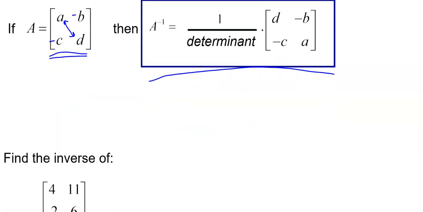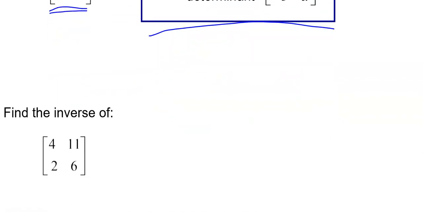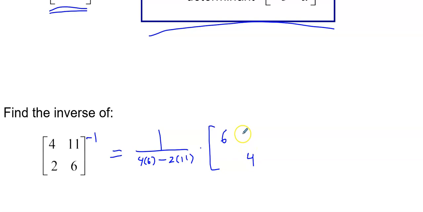You can go right down in your notes to this problem. So it says the inverse of this one. So we're going to find the inverse of this. I'm just going to write it this way. So the inverse of that is going to be 1 over the determinant. The determinant would be 4 times 6, if you remember how to do that from the previous lesson, minus 2 times 11. Times, according to the formula, we're going to flip around the 4 and 6, so this can be 6 and 4. We're going to negate or change the sign of the 11 and the 2 here. And then we're going to try to multiply this out.